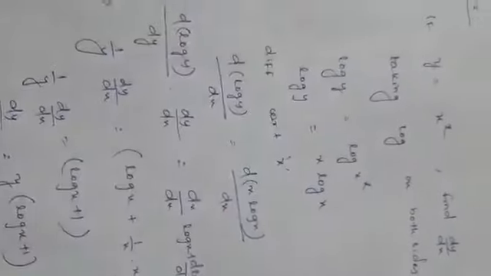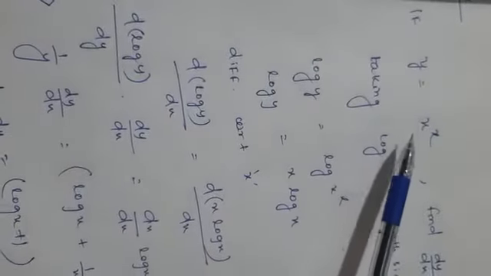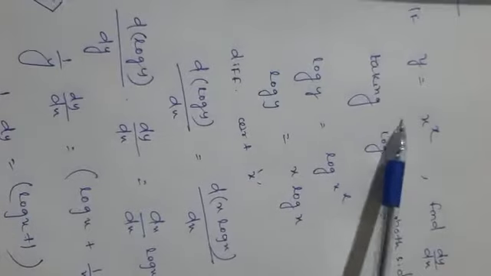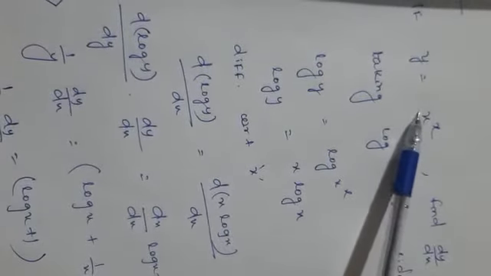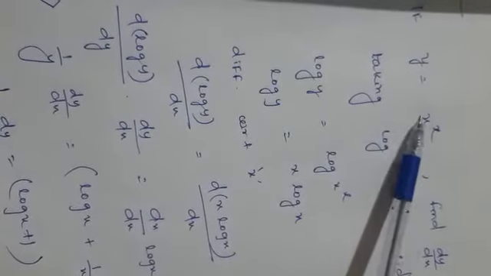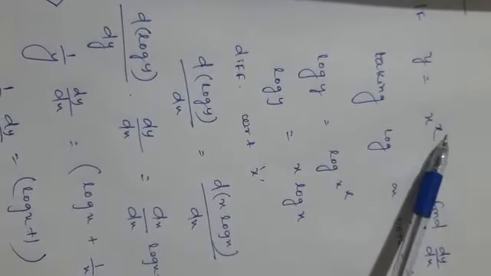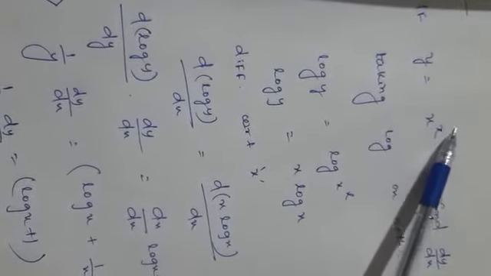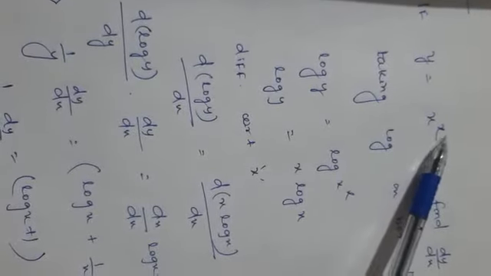Now let's start with one simple example. If y is equal to x to the power x, find dy by dx. See, x to the power x is variable to the power variable. x is involved in the base and x is involved in the power also.